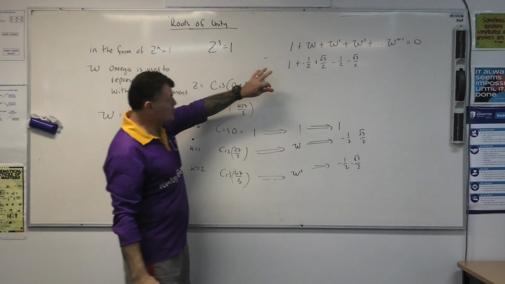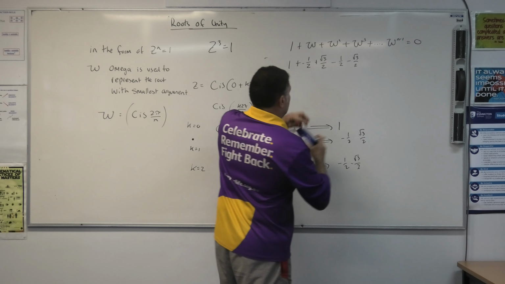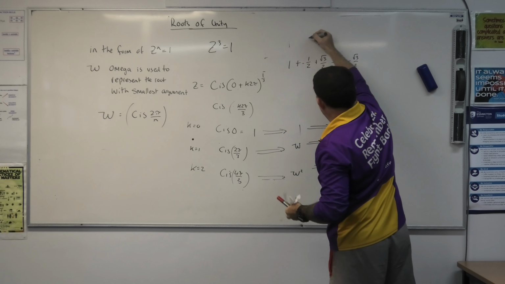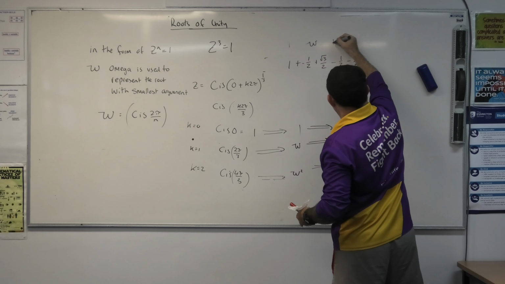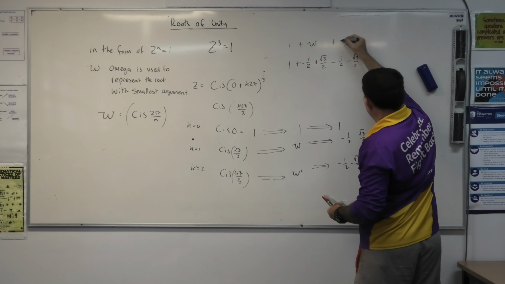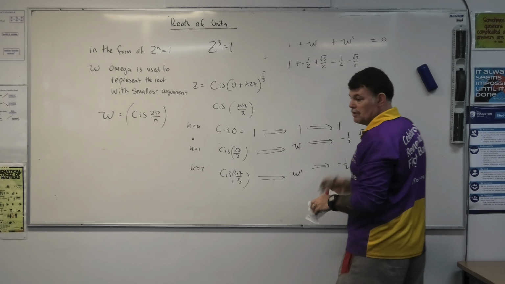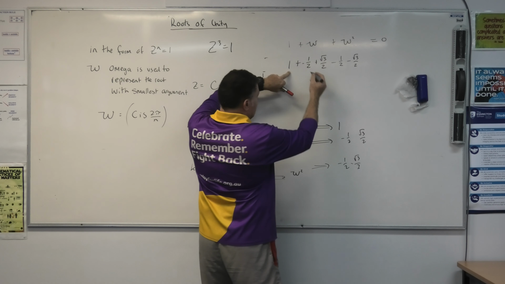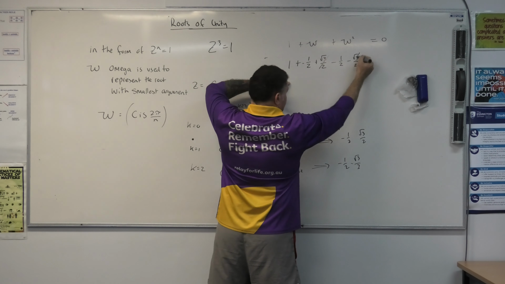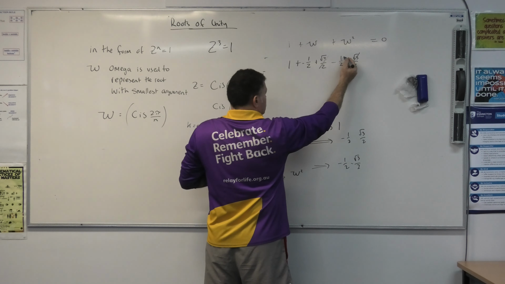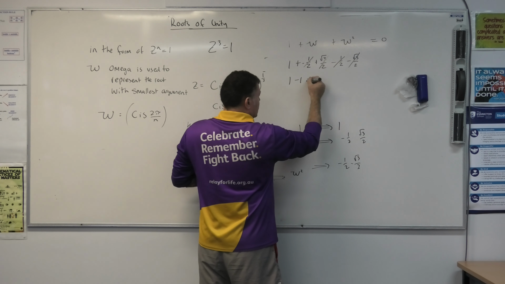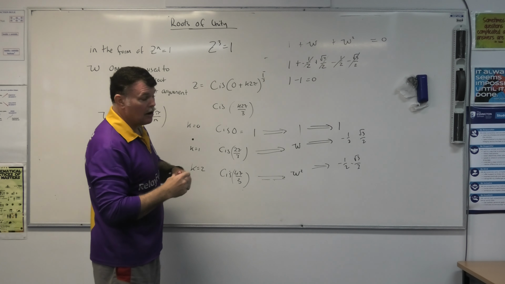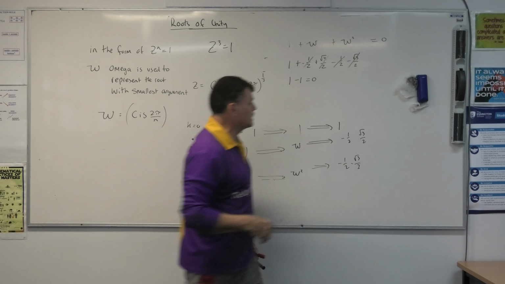Now if I add all these together, remembering that they should equal 0, 1, omega and omega squared should all equal 0. If I found all the roots, then that should equal 0. Well, let's have a look. These two will cancel out. Then I've got a negative half and a negative half gives me negative 1. So therefore 1 minus 1 does indeed give me 0. So we have found all the roots of unity of our complex number.